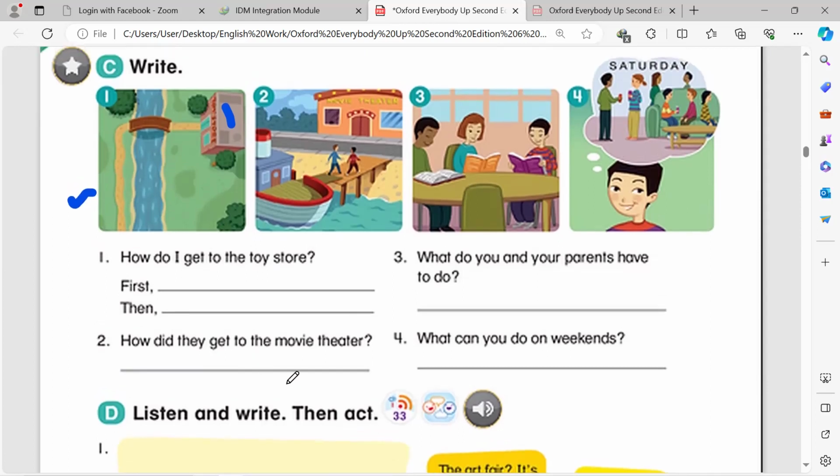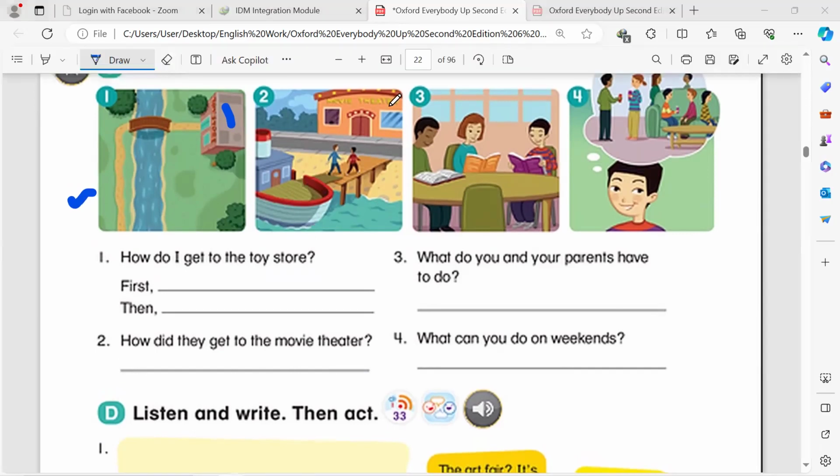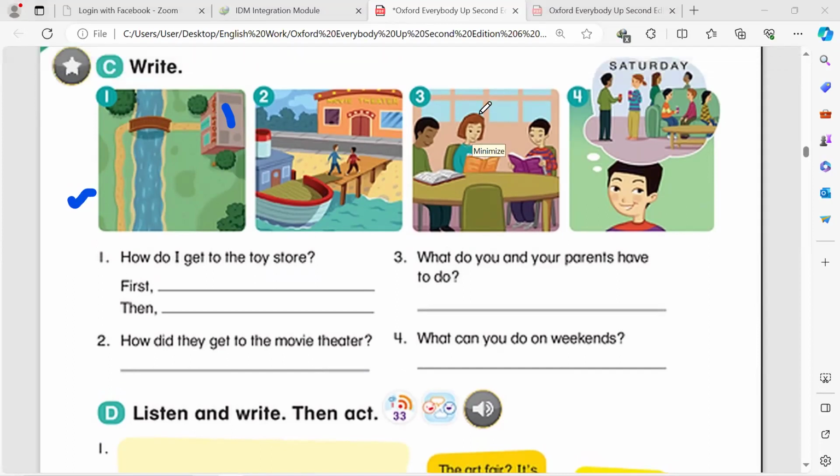How did they get to the movie theater? How did they get there? Does Ruby remember? By ship. Pukui? By the ferry. Instead of using ship, is there any special word?